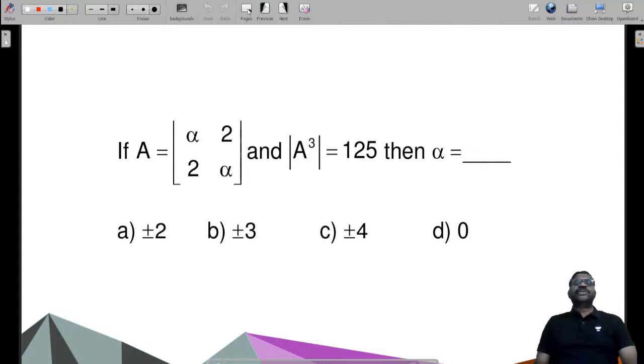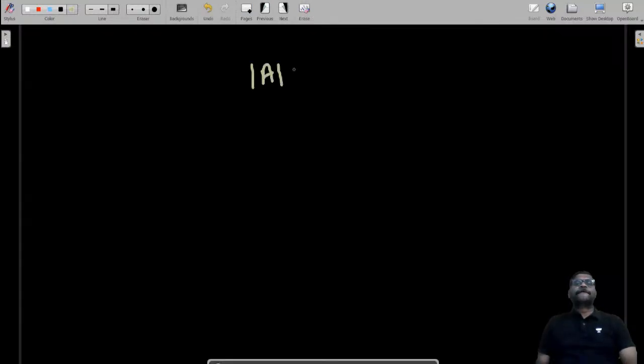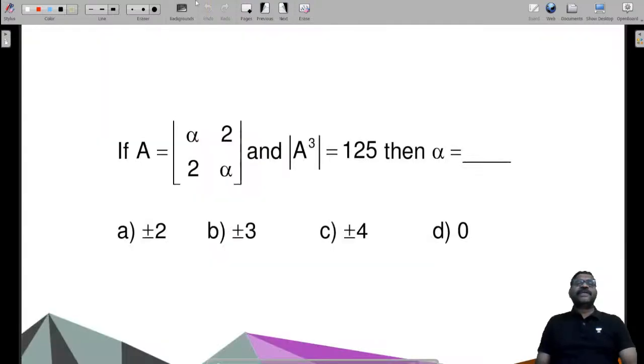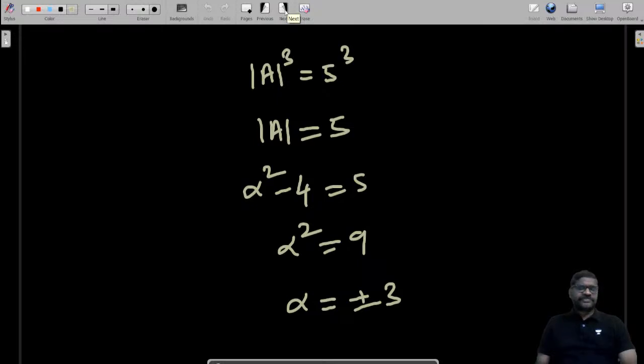Determinant value of A cube is 125. Therefore, det A equal to 5. If det A is 5, what is det A from the data? Alpha square minus 4 equal to 5. Alpha square equal to 9. Therefore, alpha equal to plus or minus 3. So the correct answer is plus or minus 3. The value of alpha is plus or minus 3. Understood?